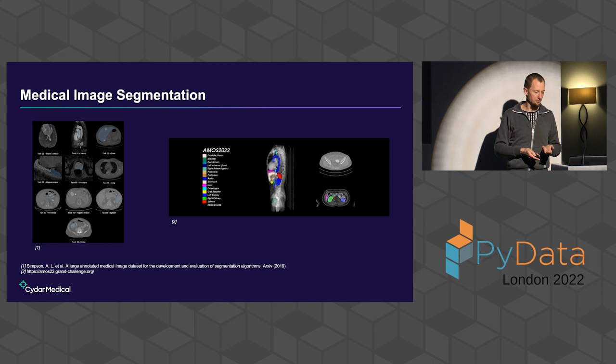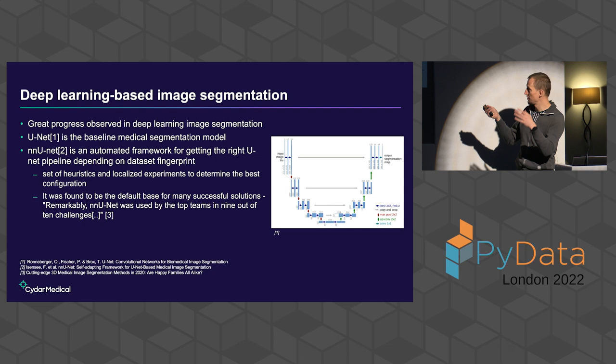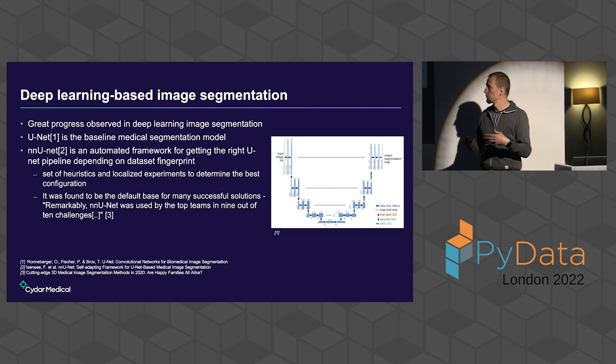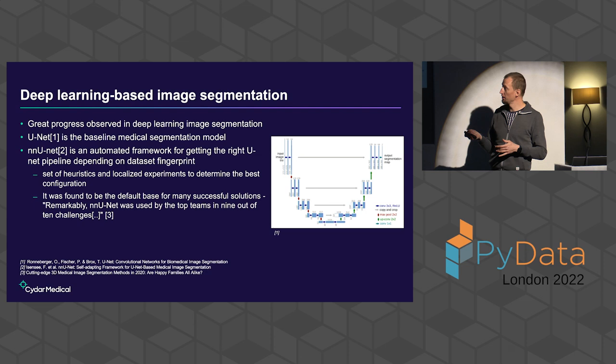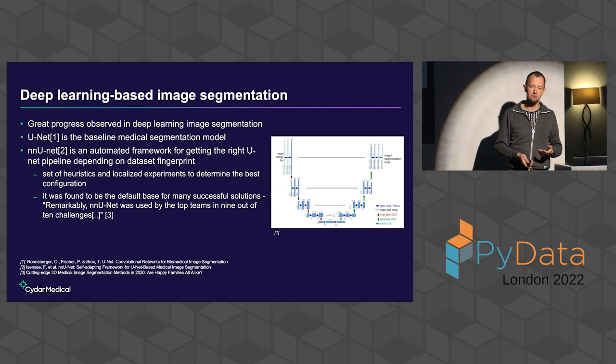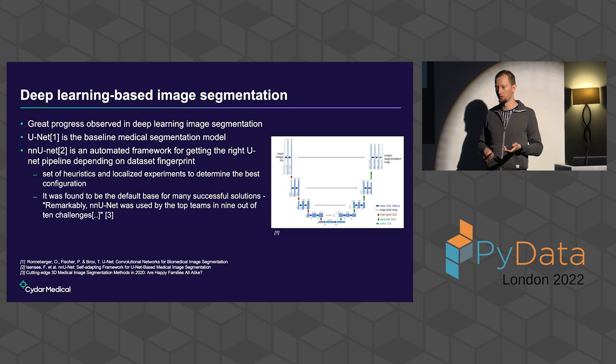There has been tremendous progress in recent years in deep learning-based models. So UNET, which is depicted here, is an encoder-decoder-based model, which is a baseline model for image segmentation. It has already made a lot of change, and nnUNet is actually a framework around it that finds the best model configuration and pre- and post-processing steps depending on your dataset characteristics. And it's the standard for medical image segmentation nowadays. In 2020, it was used in 9 out of 10 top teams in 10 medical image challenges that were performed. So that's great. Is the problem solved, even with what we have now?